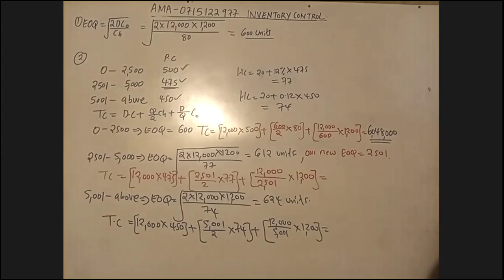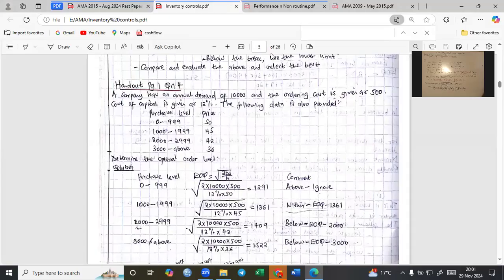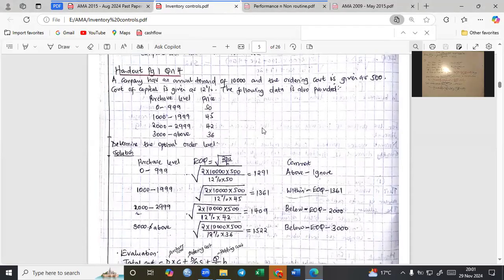Tuko sawa? Kabisa. Now, let us move on to our notes. So I want us to continue with our notes. So hiyo ni multi. Tumemaliza hivyo. There is nothing to add for multi.